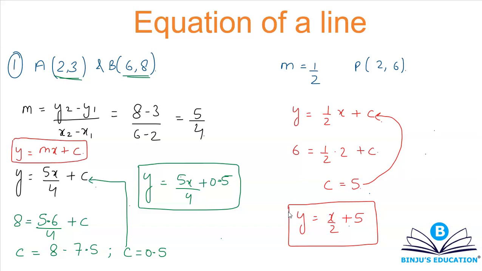So these are the two basic requirements. Either you need coordinates of 2 points or you need a slope and a point. Anything less than this will never give you the equation of a line. Remember that.